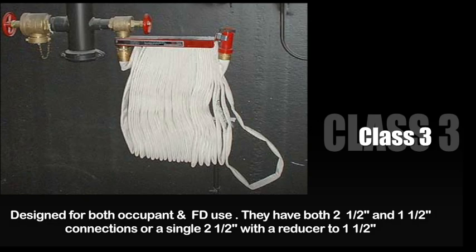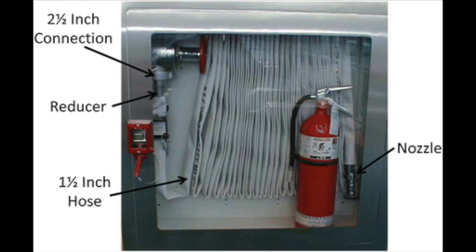Class 3 systems. These systems are designed for both occupant and fire department use. These systems will have both 2.5-inch and 1.5-inch connections, or it will be equipped with a single 2.5-inch connection and an adapter to reduce the connection to 1.5 inches. This connection is capable of flowing at least 500 gallons per minute.